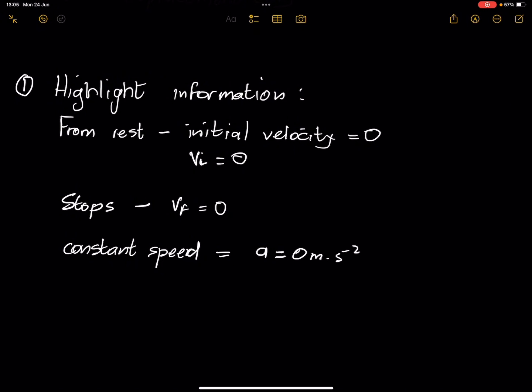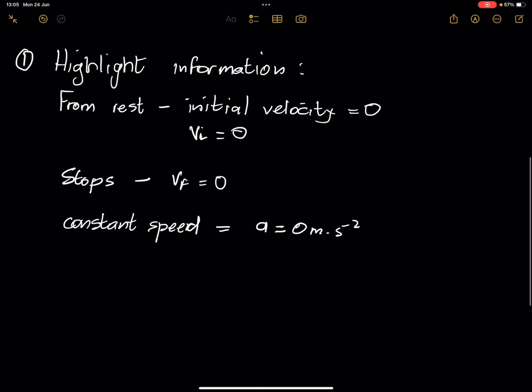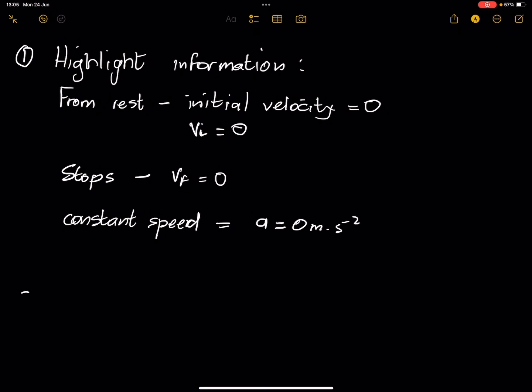So note in this case, that is something that is crucially important because it forms part of the information that you're going to fill in. Right, I'm going to go through this with you a little bit more.